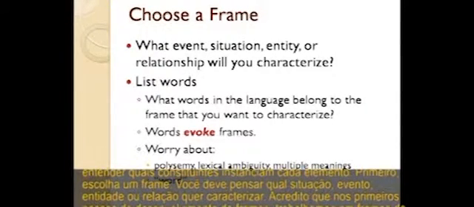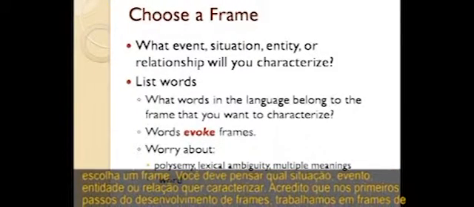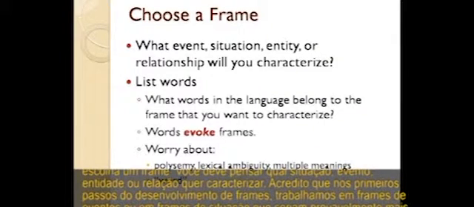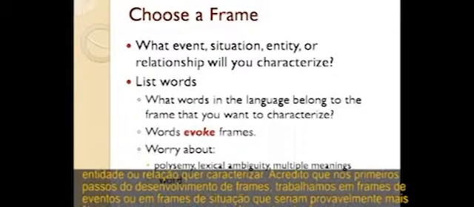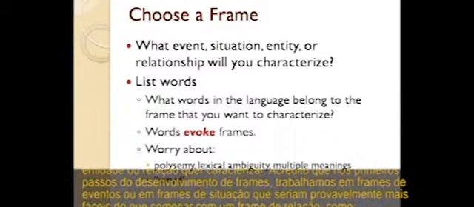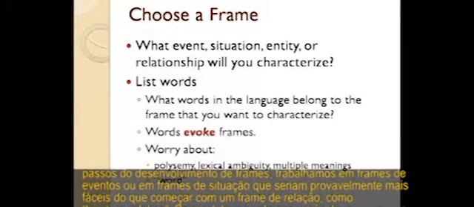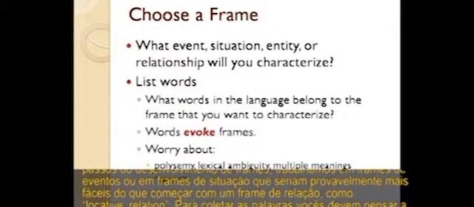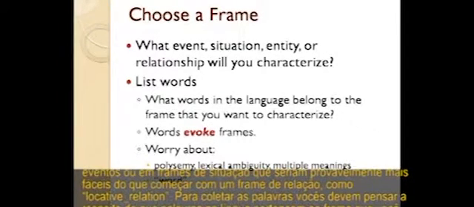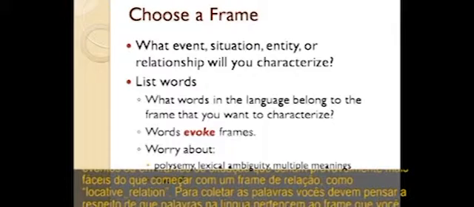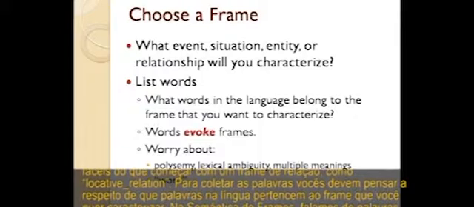And you want to think about what event, situation, entity, or relationship you want to characterize. I think in the early stages of frame development, working on event frames or situation frames would probably be easier than starting with a relationship frame such as locative relation. For collecting your words, you want to think about what words in the language belong to the frame that you want to characterize.